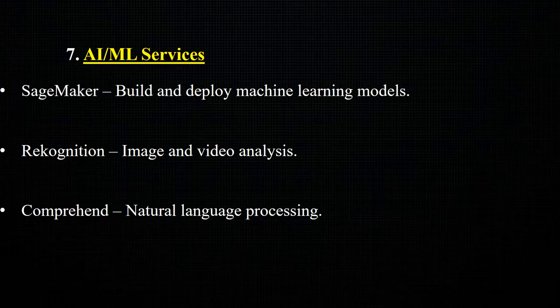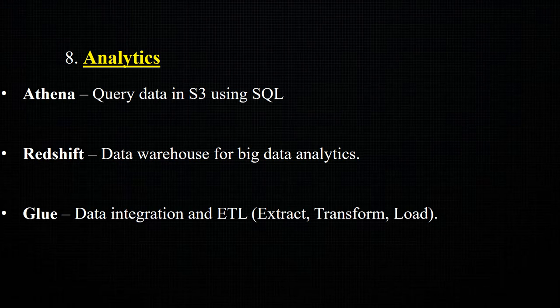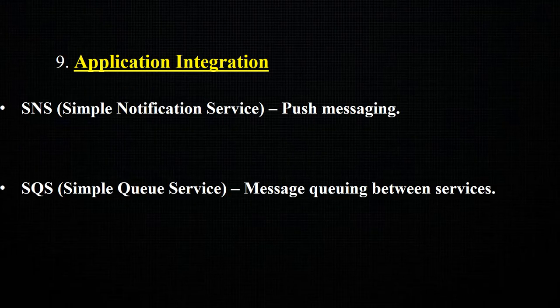So for AI and machine learning services, we have SageMaker, which helps to build and deploy machine learning models. We have Rekognition, we have Comprehend. So for analytics, we have Athena, which is to query data in S3 using SQL. We have Redshift and we have Glue. So for application integration, Amazon uses SNS and SQS, which is Simple Queue Service.